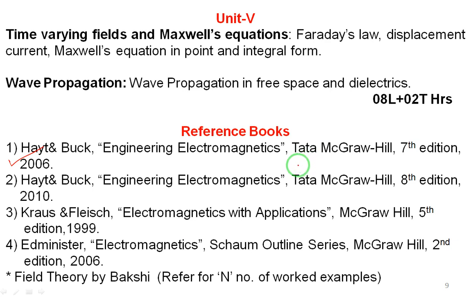And the remaining reference books are 3 and 4. If you want in-depth knowledge of electromagnetic theory, then you can refer to reference books 3 and 4. Book 4 is also a good book, Schaum's Outline Series. You can refer to it for several numericals or worked examples. And one more book, in order to get n number of worked examples, you can refer to Field Theory by Bakshi.